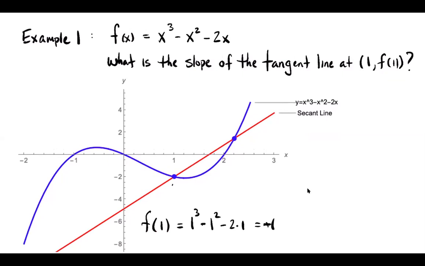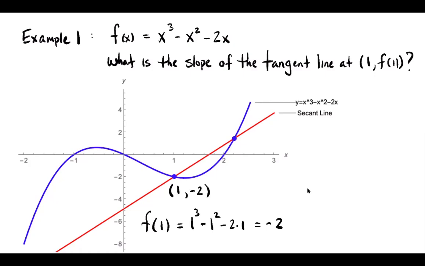So our point that we're looking at for tangency here is the point, excuse me, here's our first chance to see that I won't edit these videos. 1 minus 1 minus 2 is negative 2, not negative 1, so hopefully you correctly computed that. So we're looking at the point 1 comma minus 2. That's where I'm trying to find the tangency.